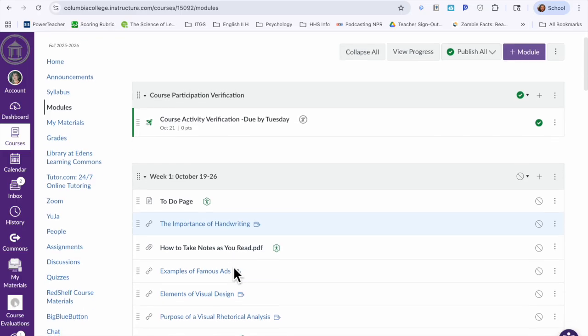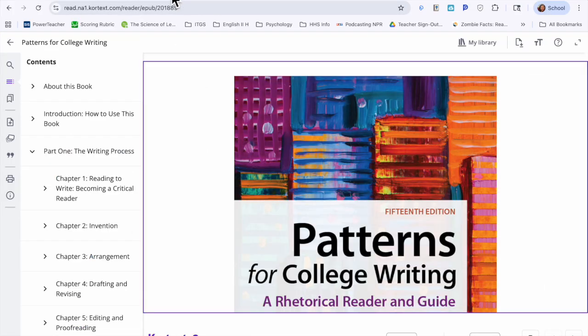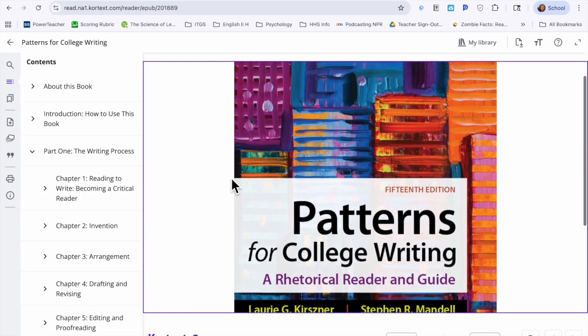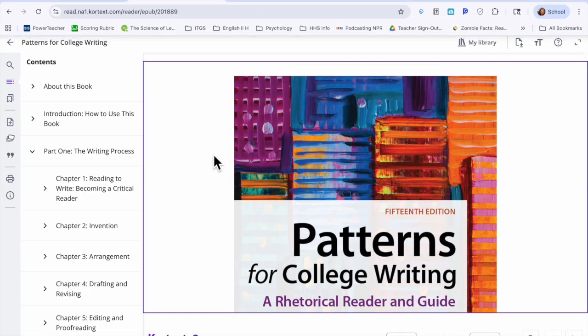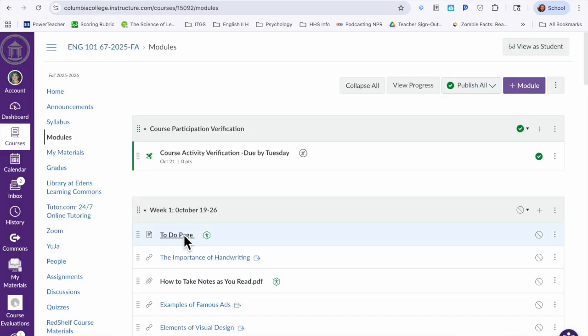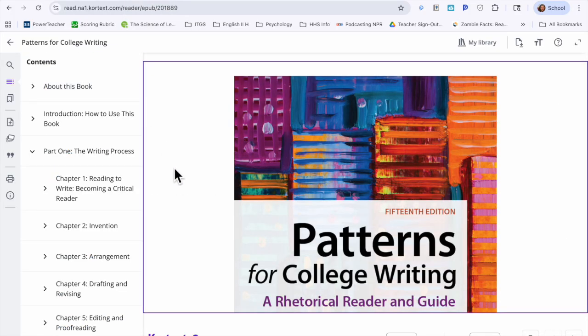So one of the things that we'll be doing this week is working on our first assignment, and I want to walk you through using the textbook for this course, Patterns for College Writing. So while I have digital access here so that I can show you, I will also be utilizing my hard copy just to keep myself straight. The first assignment that you have this week, if you go back over here and you look at the to-do page, is that you need to read and annotate chapter 1, pages 13 through 25.